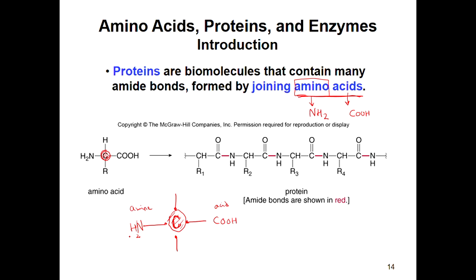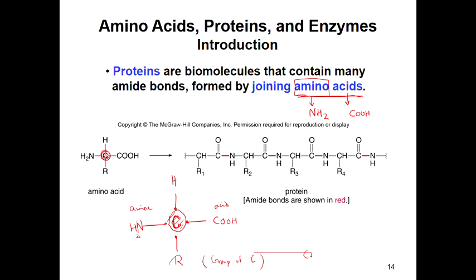Amino acids have 2 more sides. On one side we always have hydrogen, and on the other side we have R, or a group of carbon atoms. So R can vary, different groups of carbon atoms.